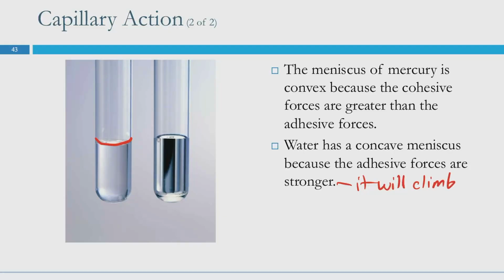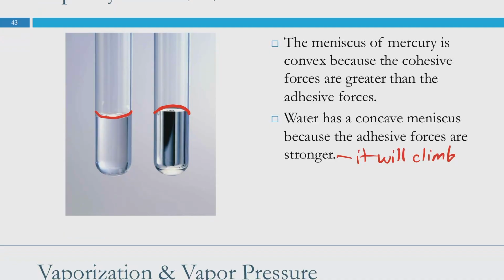So water notoriously will climb in small tubes. Mercury has a convex meniscus because its attractive force to itself, its cohesive forces, are stronger. So I would not expect mercury to climb in a capillary tube.